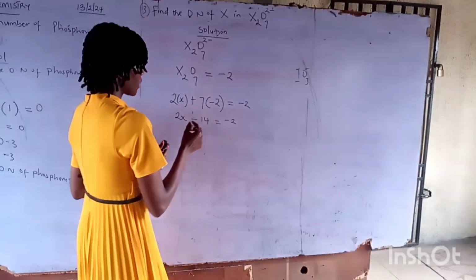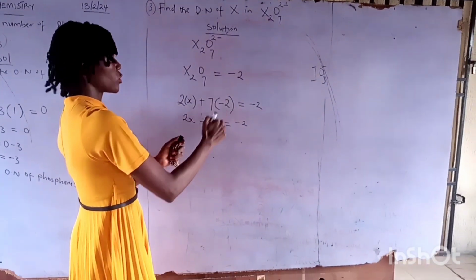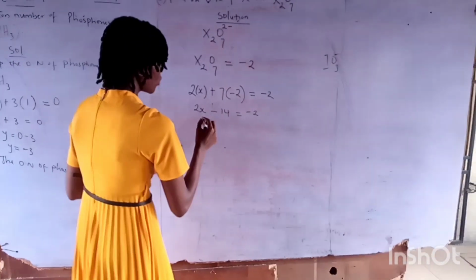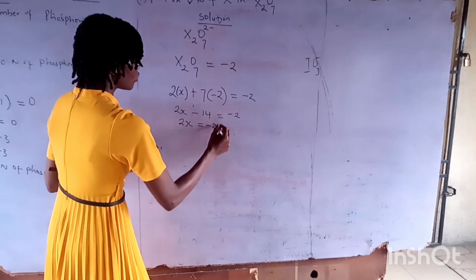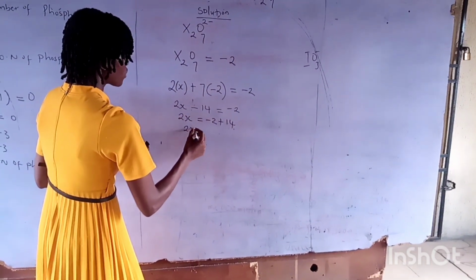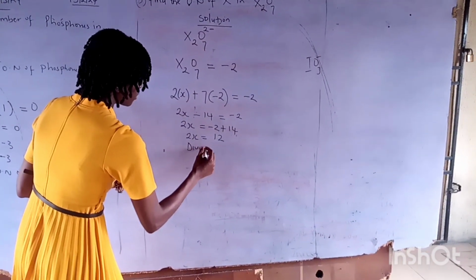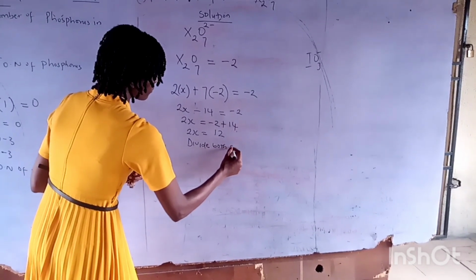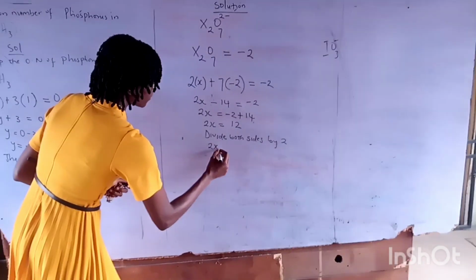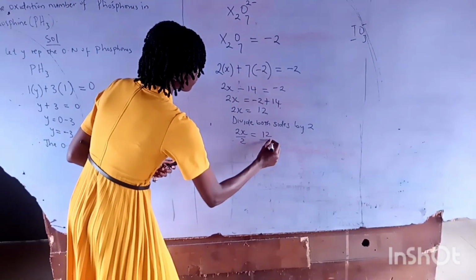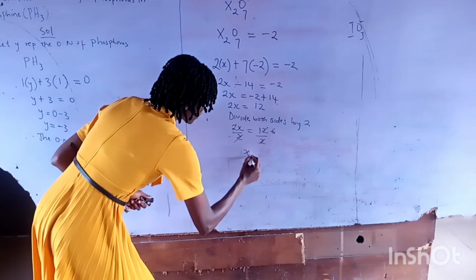So we open up the brackets now. We have 2x, that's 2 times x is 2x, plus 7 times minus 2 is minus 14, is equal to minus 2. So this minus 14 will cross over, it's going to be minus 2 plus 14. So we have 2x is equal to 12. We divide both sides by 2 so we can get our x. 2x over 2 is equal to 12 over 2. The 2 here and 2 here cancel, and 12 over 2 is 6. So our x is equal to what?